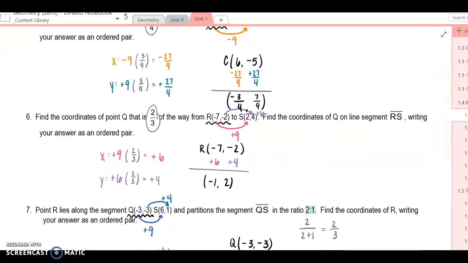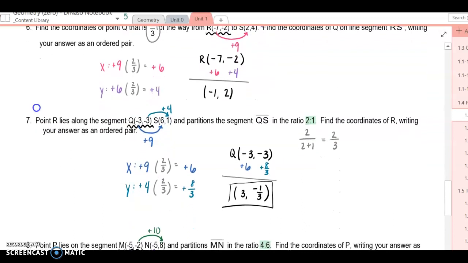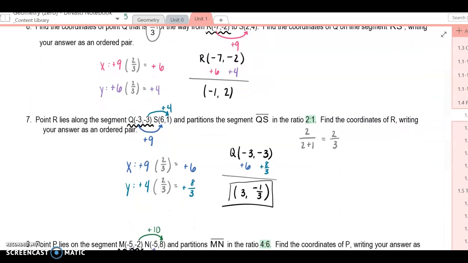For number 6, count X, count Y, multiply it by 2/3, add it back onto the very first number in the very first ordered pair. Number 7, again, partition 2 to 1, so 2 divided by 2 plus 1, 2/3, so we count, multiply by 2/3, and then we have to add or subtract that from the very first ordered pair.